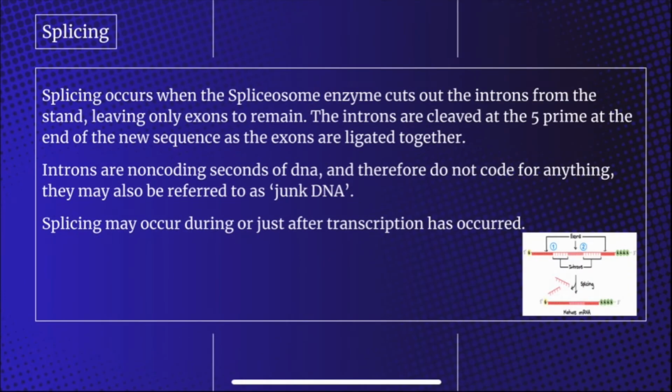Before this strand of mRNA can be used as a template to code for proteins and amino acids, it needs to be processed. This processing is known as splicing. It occurs when the enzyme known as the spliceosome cuts out the introns from the strand, leaving only the exons. They are cleaved at the 5' end of the new sequence as the exons are ligated together. The introns are also known as junk DNA, and they are non-coding sections of the DNA, and they account for 98% of our DNA, whereas exons only code for 2%.